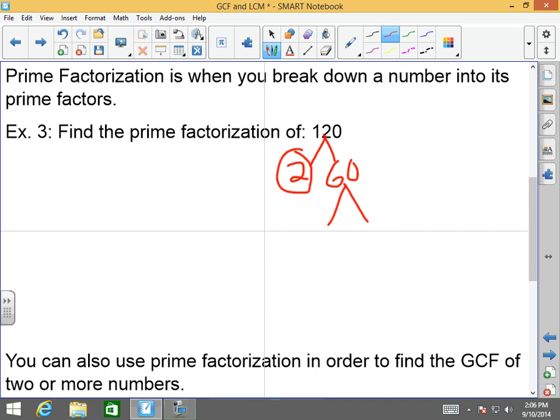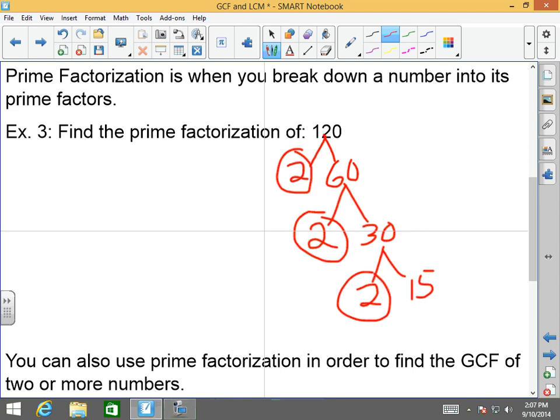60 can break down into 2 times 30. Very good. 2 is prime. Circle it. 30 can break down into 2 times 15. 2 is prime. And 15 can break down into 3 times 5. And both of them are prime. That is the prime factorization of 120. It means that these are all of the prime factors of 120.